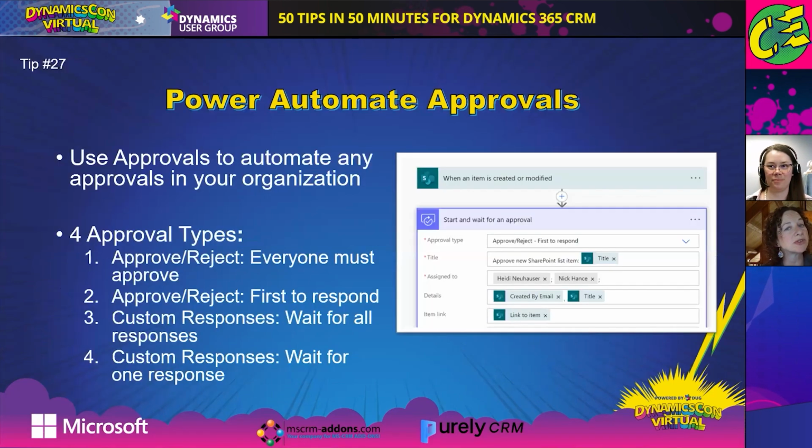So the first cool thing we'll talk about are approvals. Approvals are like the gateway drug for Power Automate. If you've not played around with Flow or Power Automate yet, approvals is a really great place to start. Every organization has some sort of approval process, and this is an awesome way to automate everything. So there's 4 approval types. You could do approve, reject, everyone must approve. So if Kylie and I are both approvers and we have an approval flow running, we would need to wait till both of us approve that before it moves on to the rest of the steps. Approve or reject first to respond.